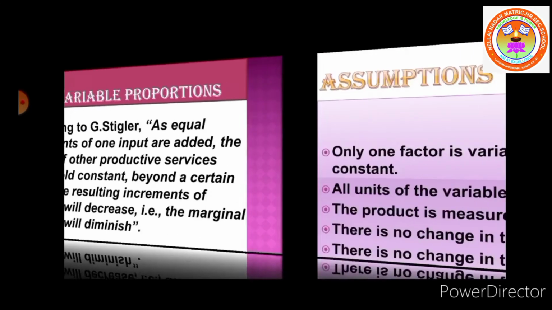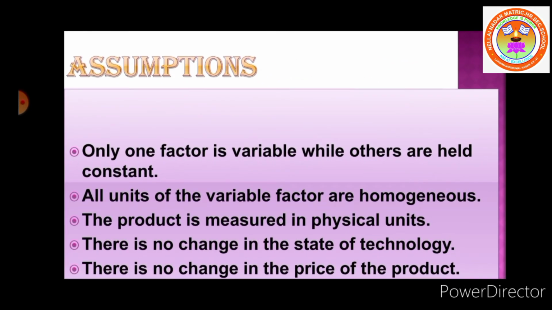The law of variable proportions is based on some assumptions. Only one factor is variable while others are held constant. Here the variable factor is labor. All units of the variable factor, all the labor, are homogeneous, the same. The product is measured in physical units. There is no change in the state of technology, and also there is no change in the price of the product.